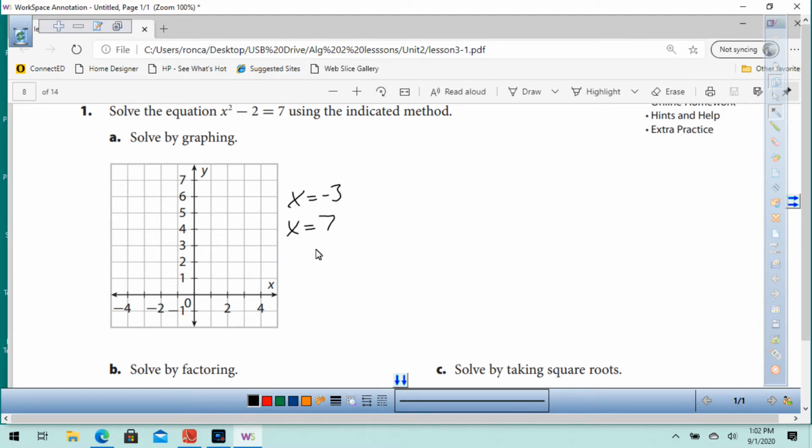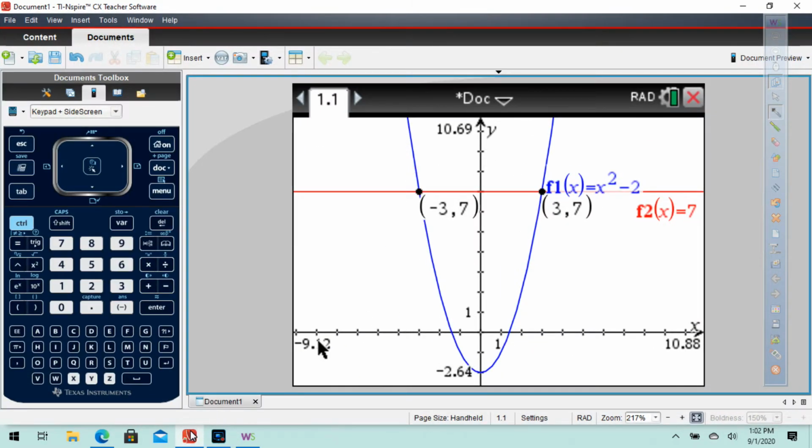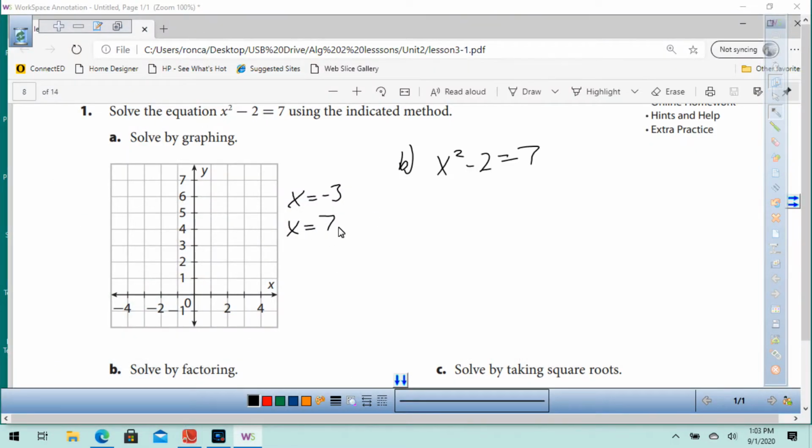Solve by factoring. Okay, so we've got x squared minus 2 equals 7. So let's subtract 7 from both sides. Subtract 7 from both sides, and you got x squared minus 9 equals 0. Okay, what are the factors?